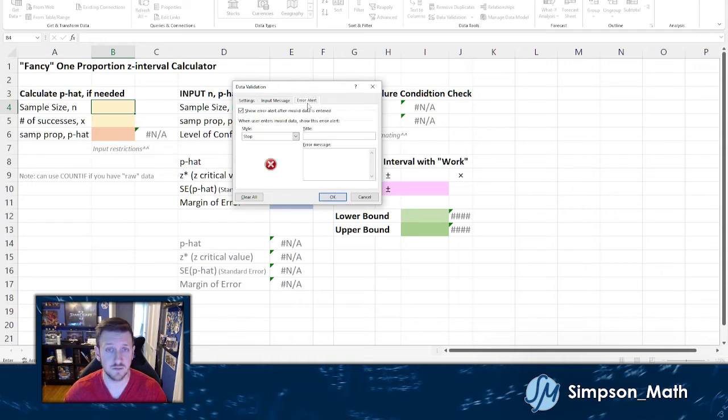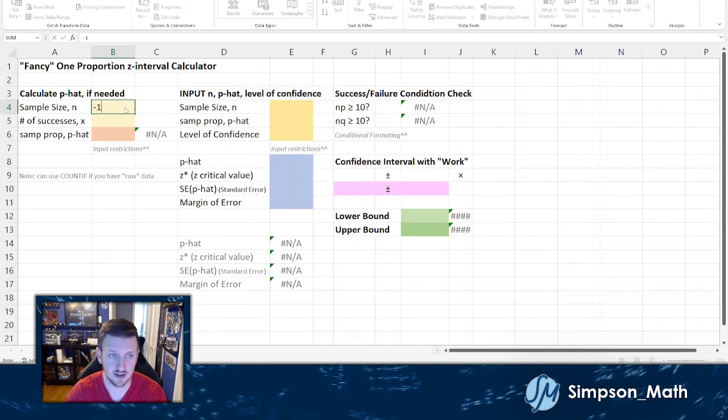So I'm okay if 1 goes, but 1 would be way too small, but sure, greater than or equal to 1. And then I'm going to go over to error alert, and it'll be a stop style, and I'll say input error, and say n must be a positive integer. And I'll say OK. So now if I plug in -1, it's angry. Now if I plug in 12.3, it's angry. But if I plug in just 12, it's okay.